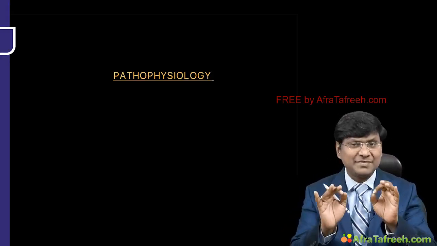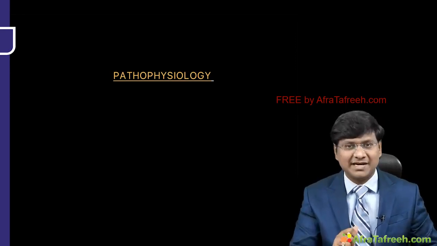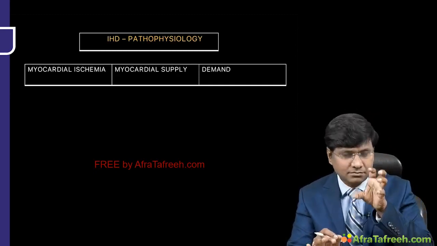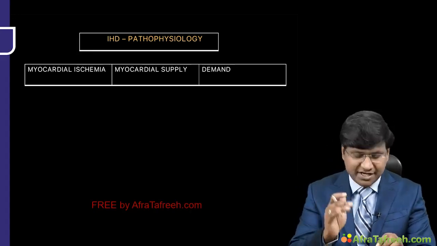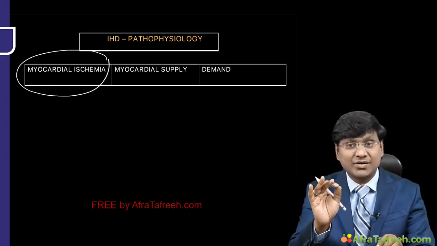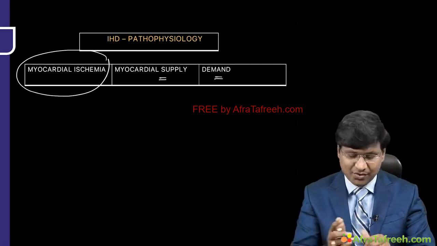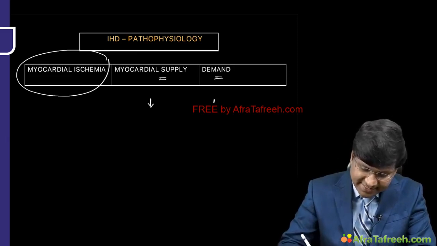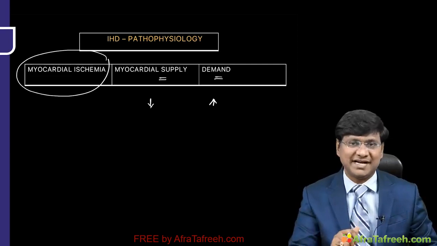So if you take up the detailed pathophysiology in patients with ischemic heart disease, the central core of the pathophysiology is that this myocardial ischemia, whichever is developing in patients with ischemic heart disease, is the concept of myocardial supply and demand. Okay, so the supply is less, the demand is more. That will contribute to the development of ischemic heart diseases.